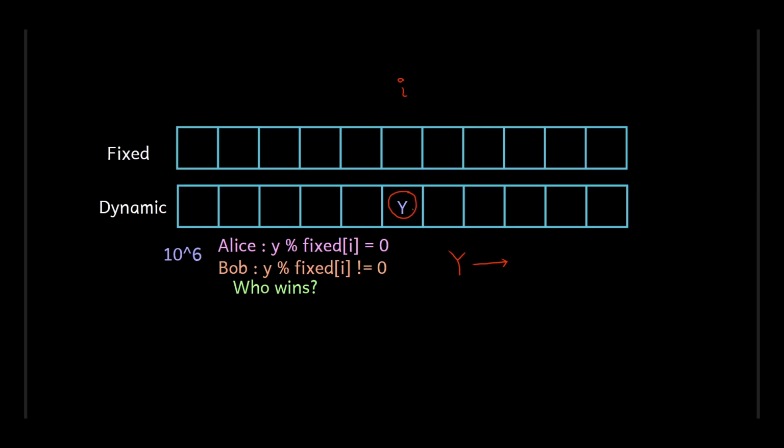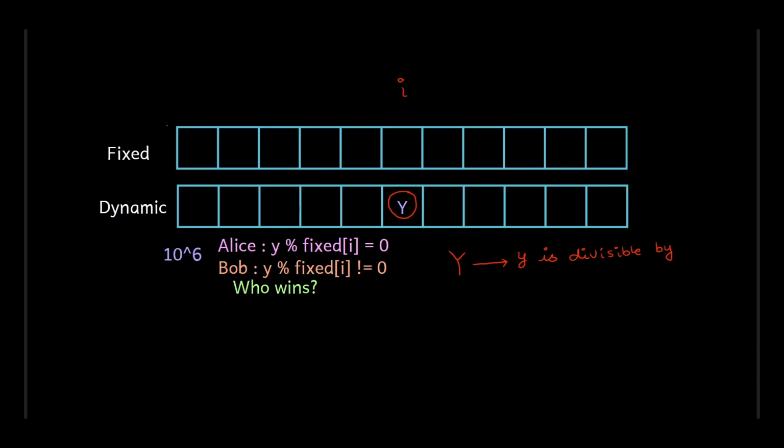So Alice can remove it if the ith element that you have chosen divides y. So Alice can remove it if y is divisible by the ith element that you have chosen.